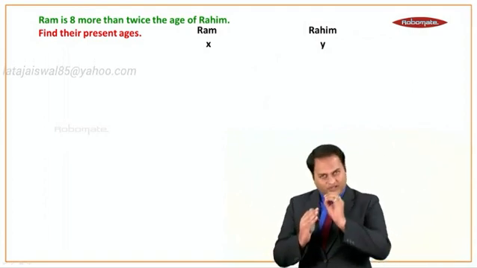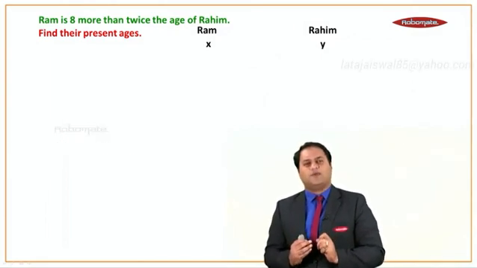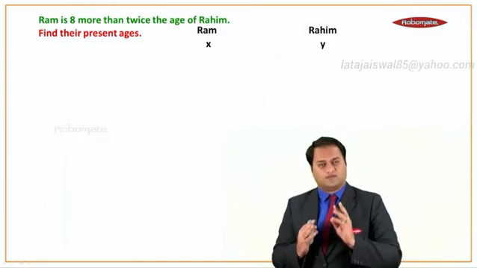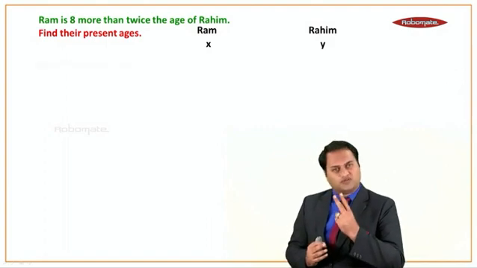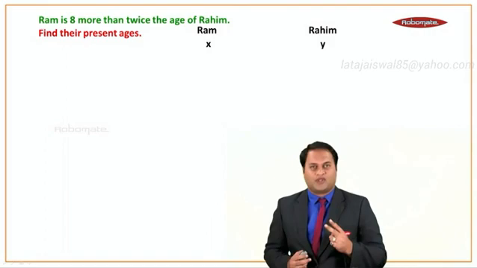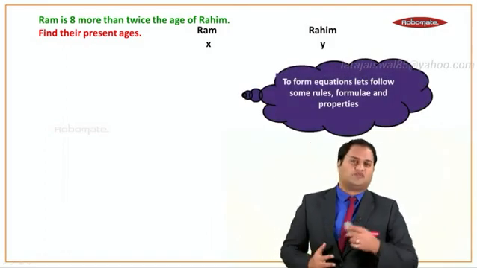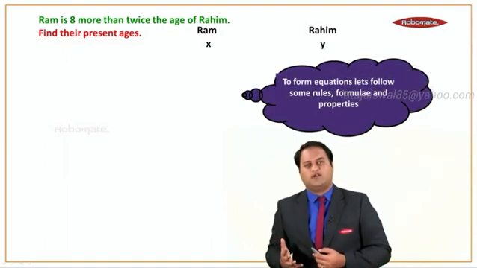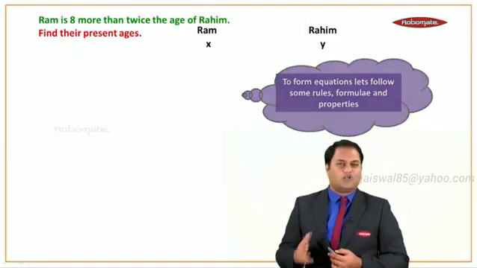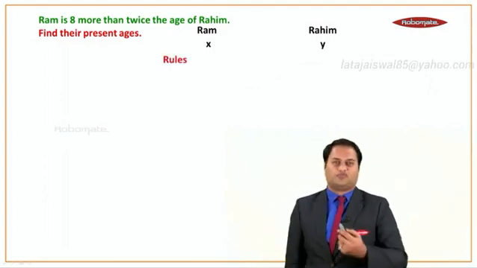So first thing, read the sum. Don't try to understand it initially. Read the last statement. See what we are supposed to find. There will be two unknowns. Assume one of the unknowns as X and the other unknown as Y. Once you do that, there are certain rules, formulae and properties that we need to follow to form the equation. Now what are these rules, formulae and properties to form the equations? Let's go through a few rules.